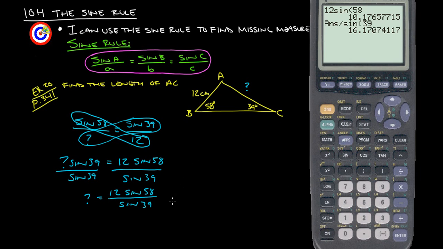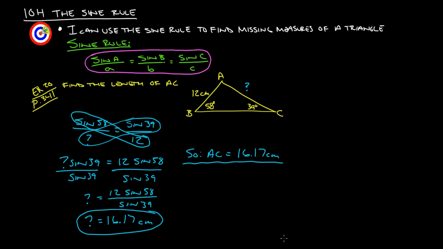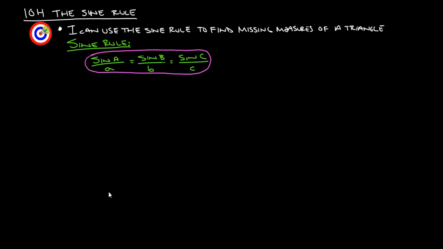Sine of 39 equals 16.17 centimeters. So the question mark side equals 16.17 centimeters. What they're asking for is just the length of AC, so AC is equal to 16.17 centimeters. Good? All right, let's take a look at another example.